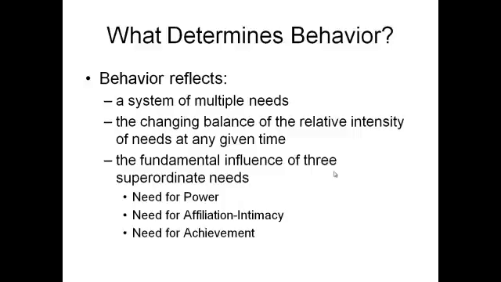Okay, so if you look at this needs perspective and how it influences our behavior, we can see our behavior reflecting a system of multiple needs. We all have perhaps need for affiliation, need for intimacy, need for achievement, and so on. And maybe it's this particular pattern of needs and interactions among those needs that might influence our behavior.